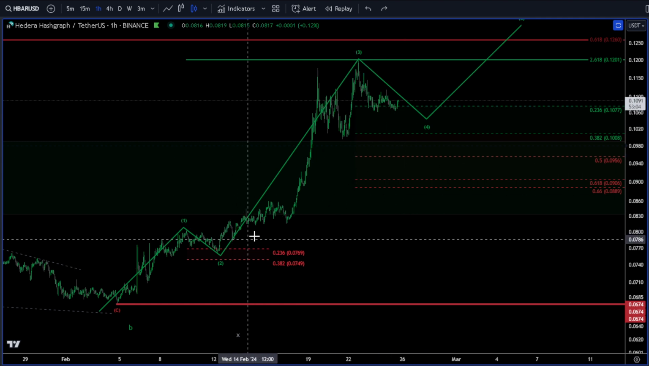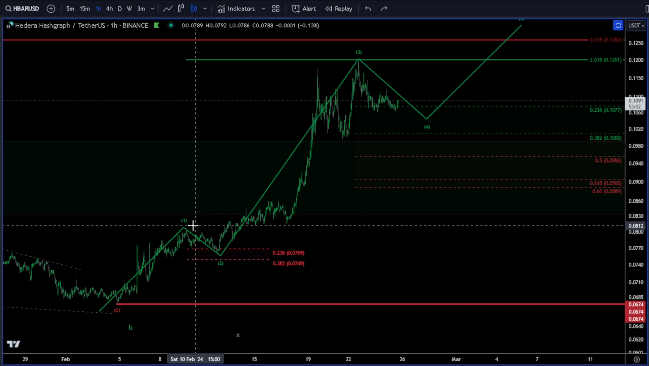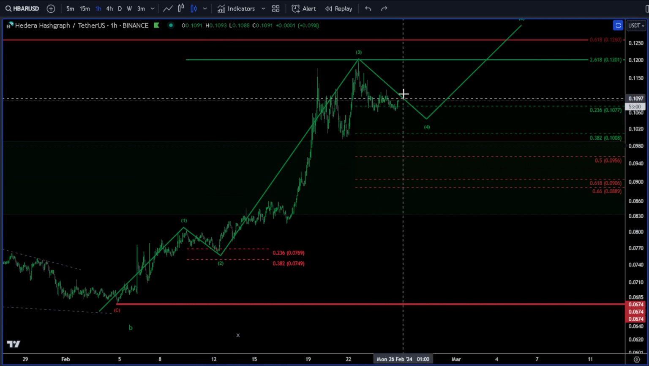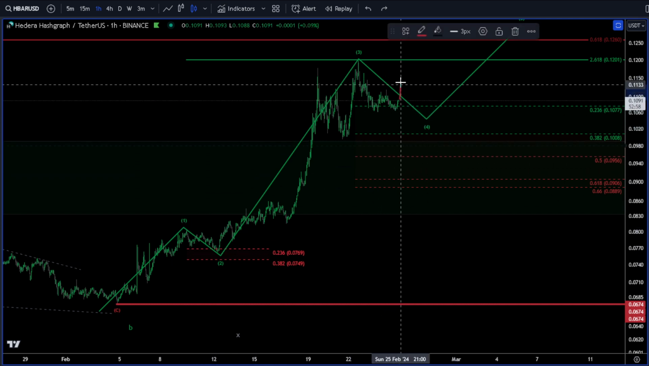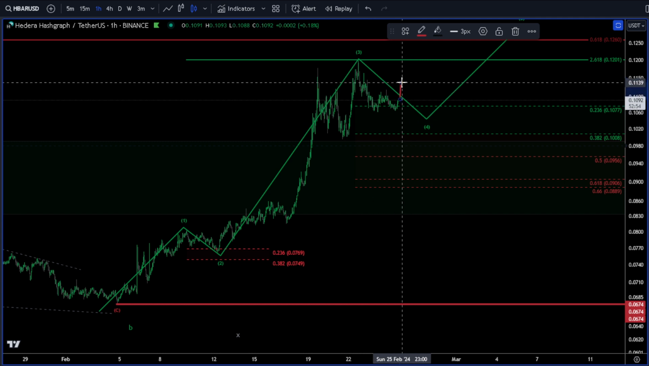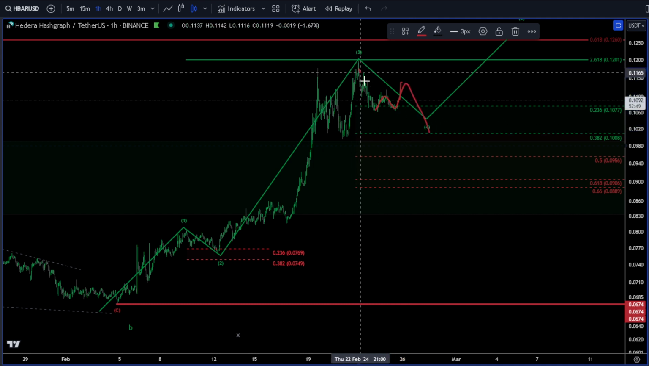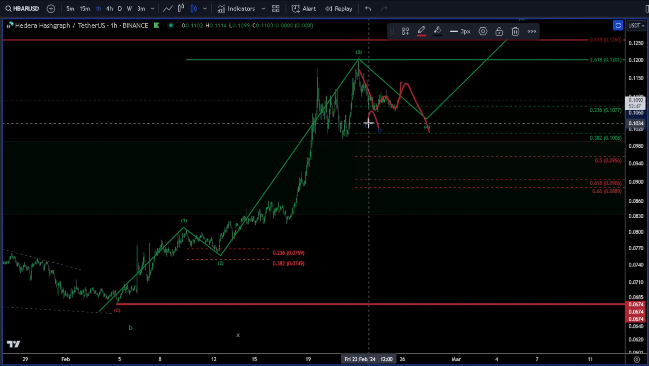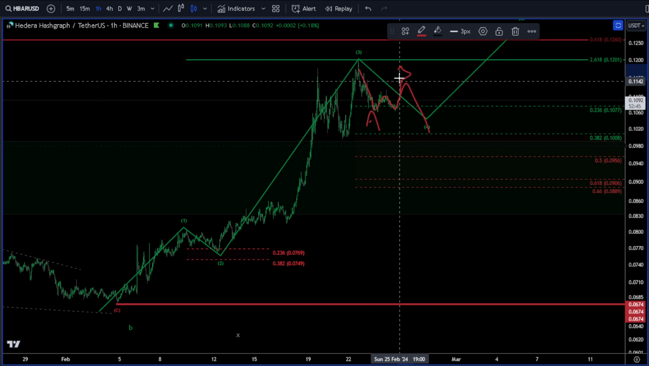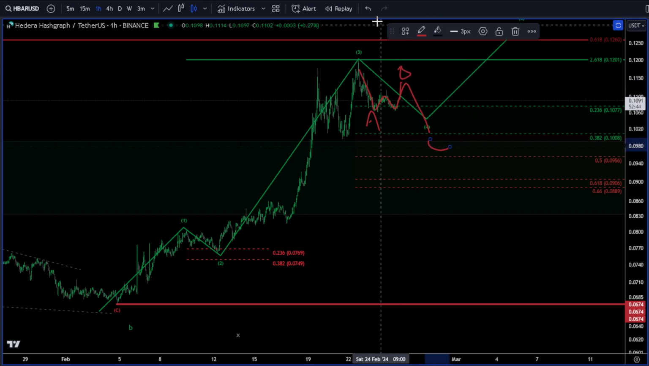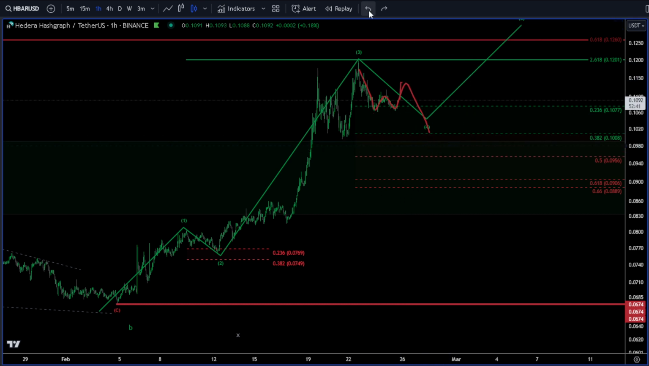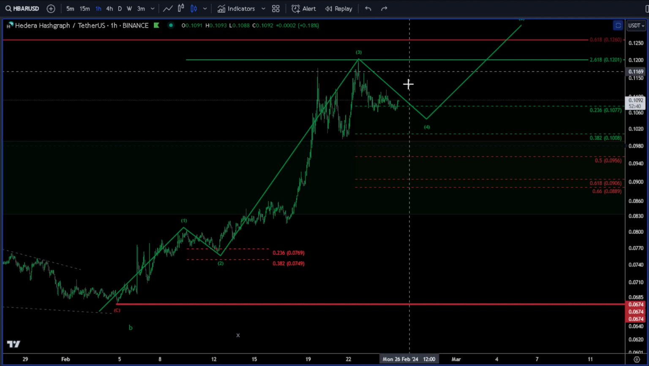Now one thing to consider, more of a guideline, but we had a very short wave 2, so we could get a deep wave 4 if we get alternation, which would mean this is just making an ABC on the micro, and we could get a 1-to-1 extension of this A, B, C. So we could come a little deeper between the 382 and the 50. We'll have to wait and see what pans out here.